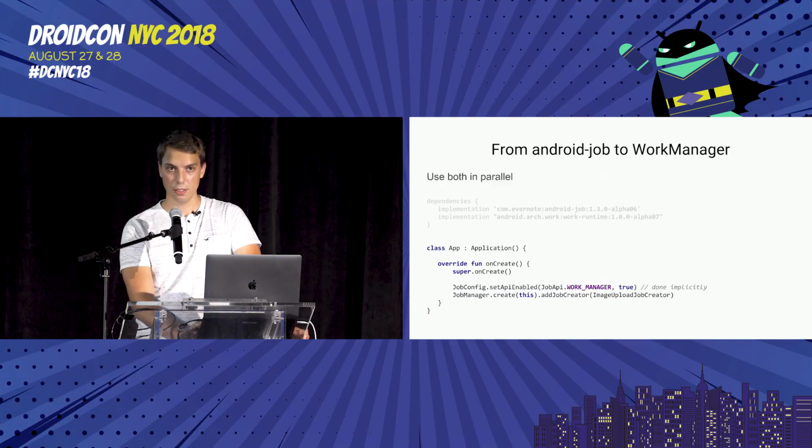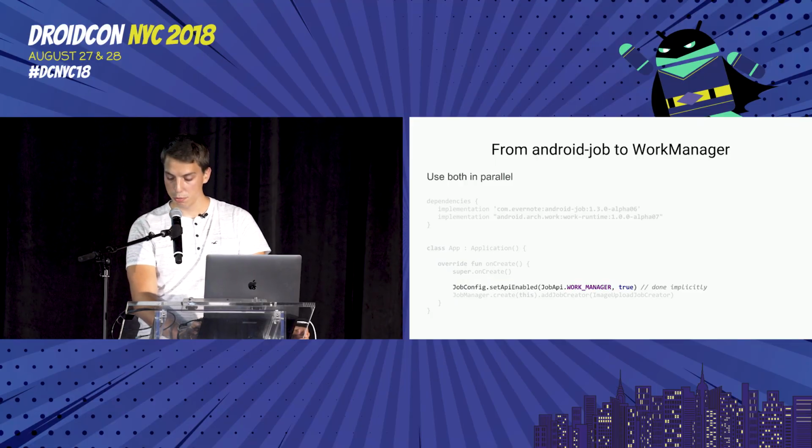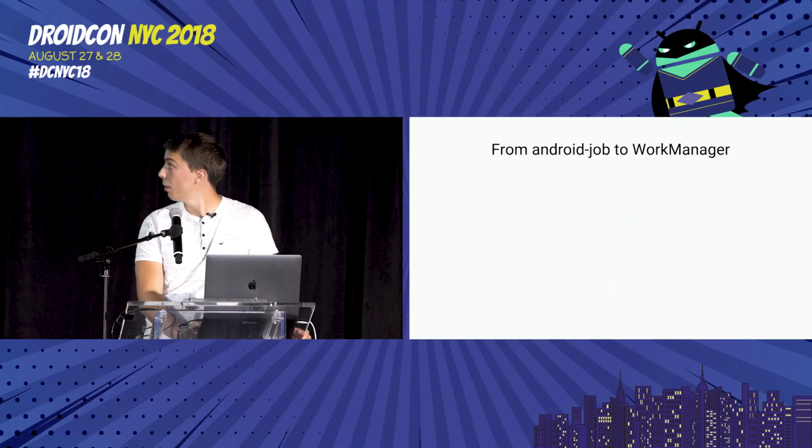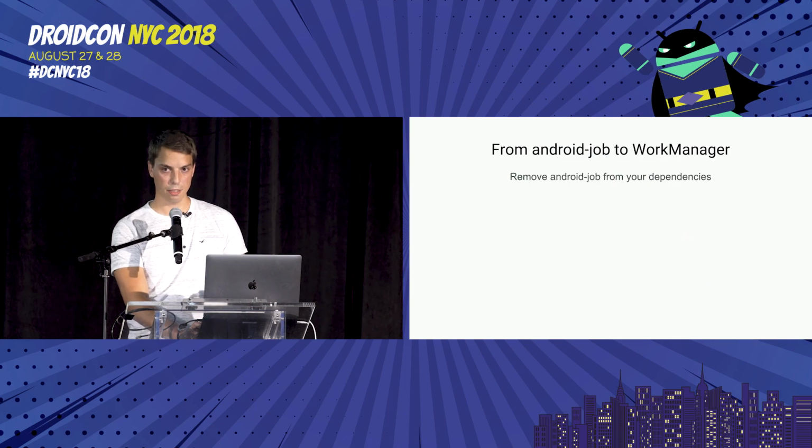You can also turn this on and off. It's done implicitly, so if Android Job finds WorkManager on the classpath, it automatically picks WorkManager as the default API. But if you don't want this behavior, you can also turn it off this way. And if you decide to really move on from Android Job to WorkManager, you just need to remove the dependency on Android Job and transition everything to WorkManager. For existing jobs that you scheduled with Android Job, you don't need to do anything.